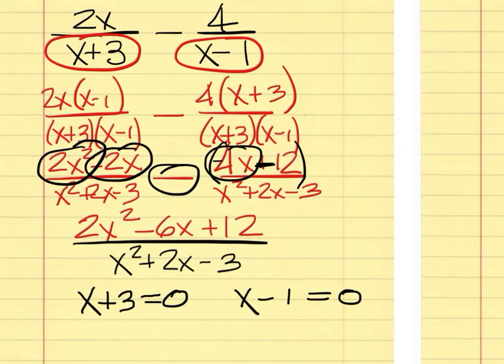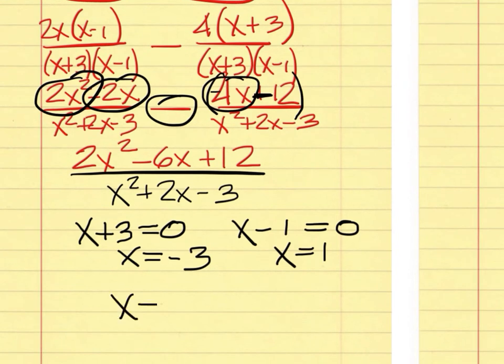What is the result of x plus 3 equals 0, Dietrich? Terry? Rayburn? Negative 3 is right. What is the result of x minus 1 equals 0, Murray? 1 is right. Okay. So that means that x cannot be equal to negative 3 or 1.